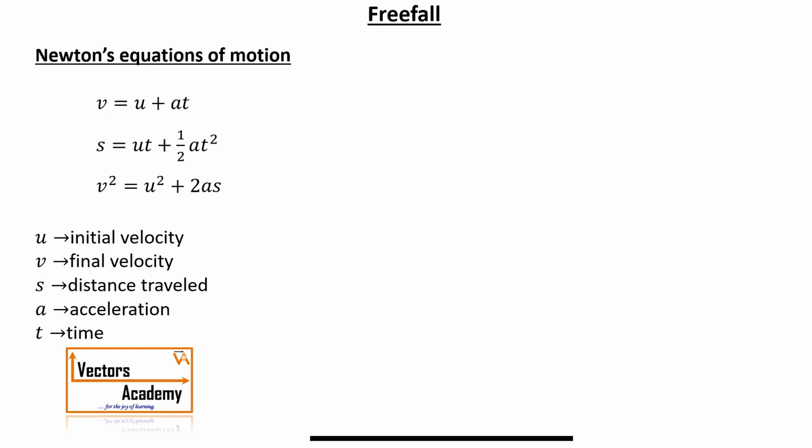Now, what is a free fall? The motion of an object under the influence of force of gravity alone is called a free fall. Whenever an object moves under the influence of gravity alone, and there is no other force which acts on the object, then this motion is called a free fall.